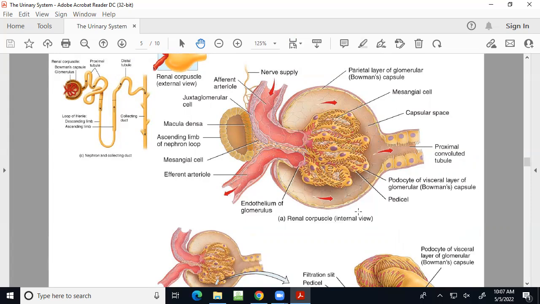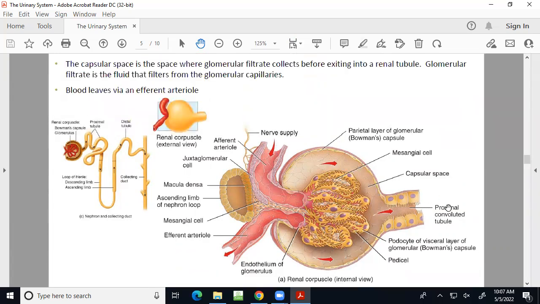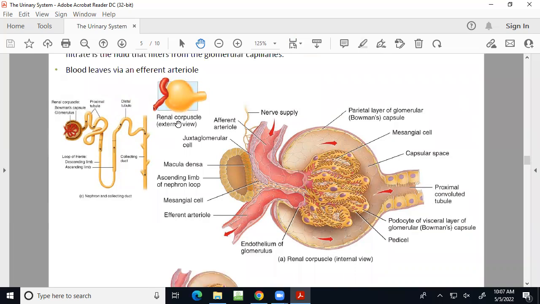Make sense? Okay, I do want you to know a couple of things from this image. Highlight the afferent arteriole, highlight the parietal layer of the capsule, highlight the capsular space, highlight the proximal convoluted tubule, even though it's not technically part of the structure, but I do want you to know it nonetheless.